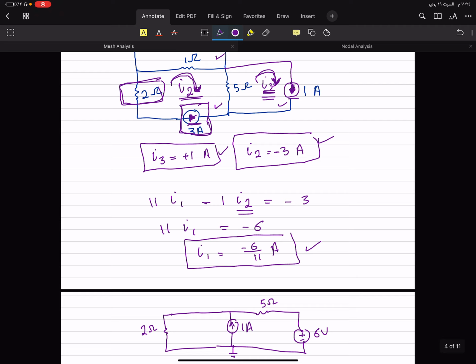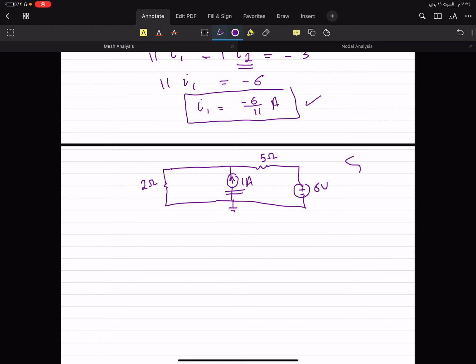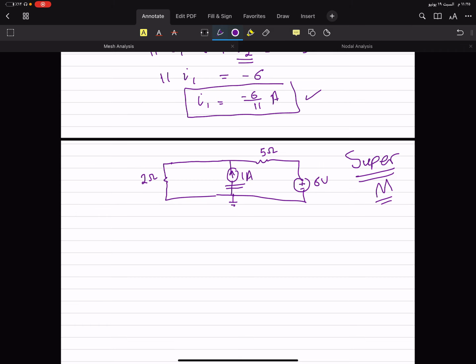So previously, if the current source is in series with the mesh, like in these cases, the mesh current directly has the same value as the current source. But what if the current source is in the middle of two meshes? What does that mean? That means you have something called a super mesh. Super mesh. When the current source is in the middle between two meshes, what will happen?